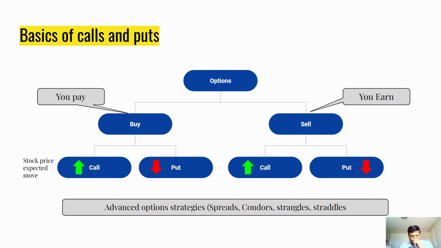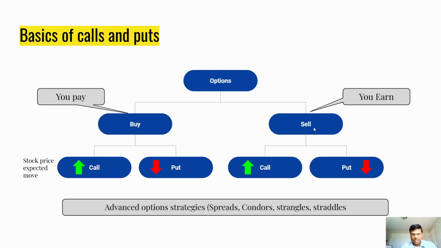Now let's get further detail in terms of how this whole thing works. So option at a highest level can be done two ways. Either you can buy an option or you can sell an option. Essentially, whenever you buy an option, you pay money. So just remember that at a highest level, when you say I'm buying an option, you pay money. And when you say you are selling an option, you earn money.